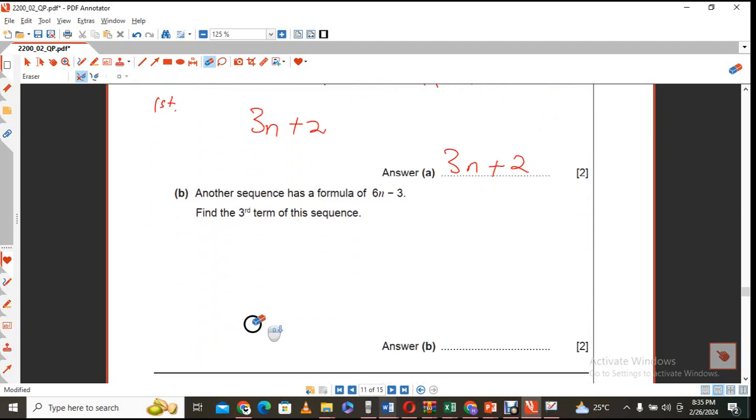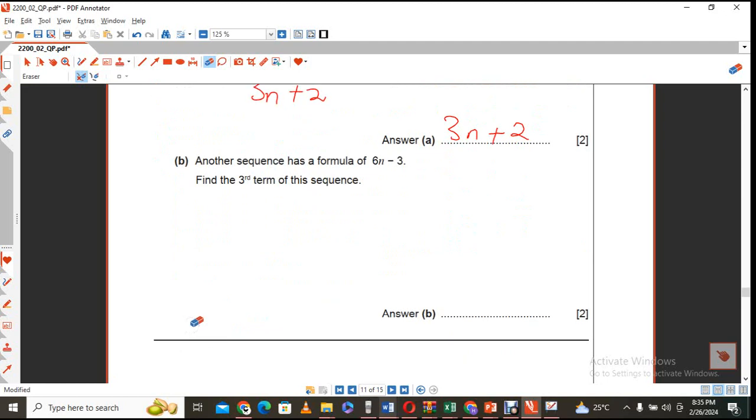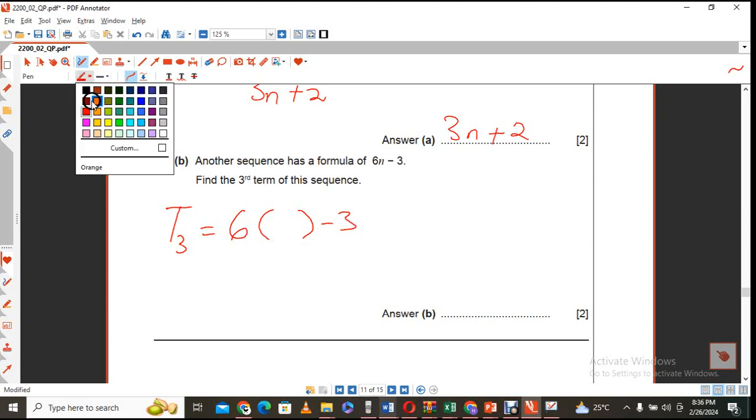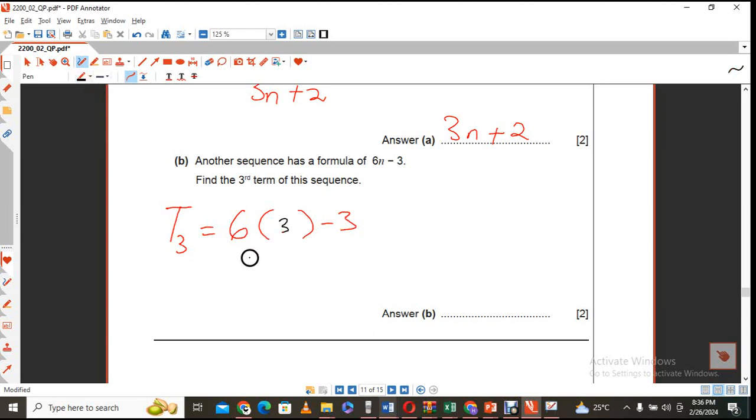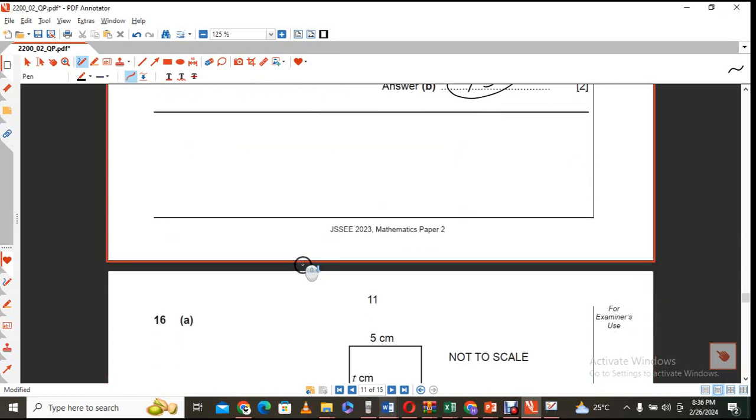When you come to part B, it's still the same topic but a different sequence altogether. It says that you are supposed to find the third term, so everywhere where you have the n, you just put a 3 over there. So that's 18 take away 3. So the third term here would be 15. So sometimes if they ask you to write down the first 3 terms, then you put a 1 here, get an answer, a 2 here, get an answer, and a 3 here, and then you write the sequence down.